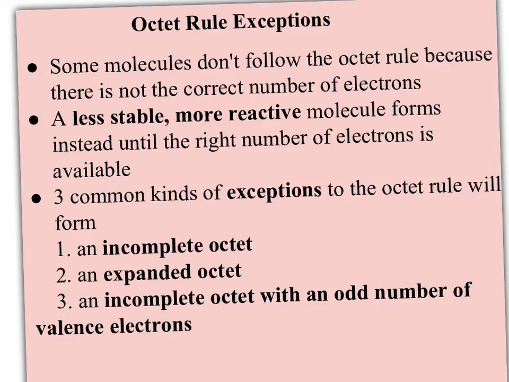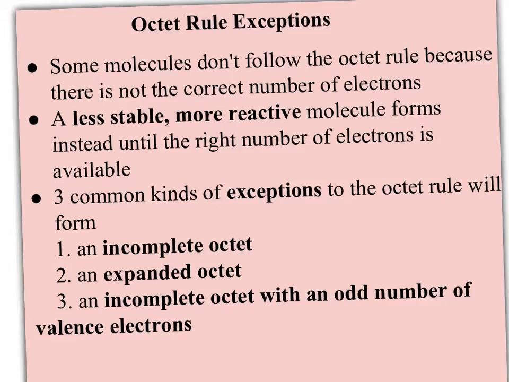Welcome. This video is going to take a look at the three different octet rule exceptions. What I mean by that is that some molecules don't follow the octet rule or don't form a new compound or a new molecule with 8 electrons around each atom. And the reason for that is because there aren't enough electrons available.